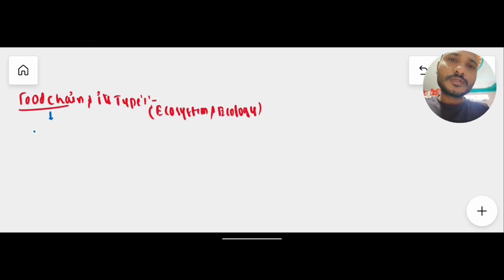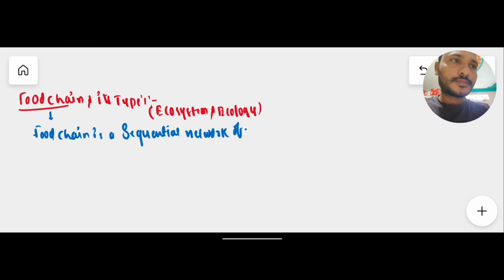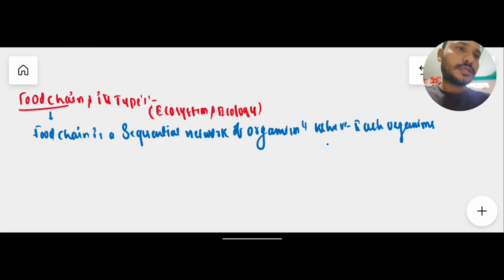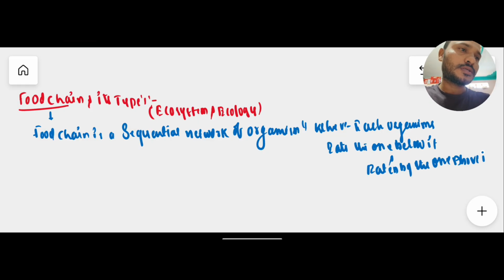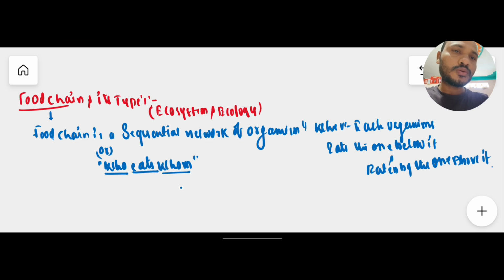Now, what is a food chain? It is a sequential network of organisms where each organism eats the one below it and is eaten by the one above it. In simple terms, a food chain is described as who eats whom.